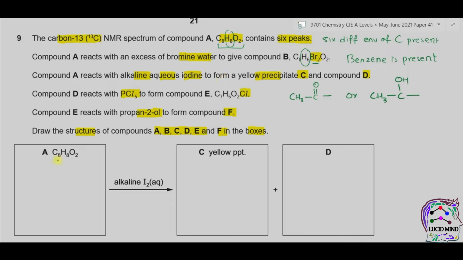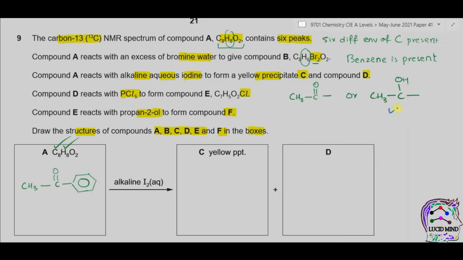Let's draw the structure of A. First we can do this one. We have CH3, C double bond O, and then we can draw benzene. Let's find out the molecular mass. We have 2 plus 6, 8 carbons. We have 1, 2, 3, 4, 5 hydrogens, 6, 7, 8 hydrogens. We have 2 oxygens. In this structure, we only have 1 oxygen.